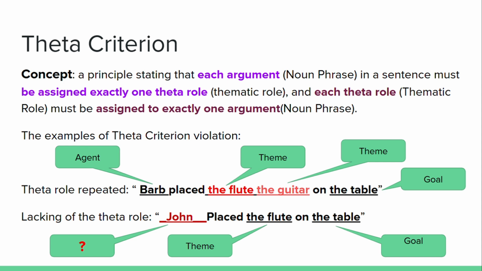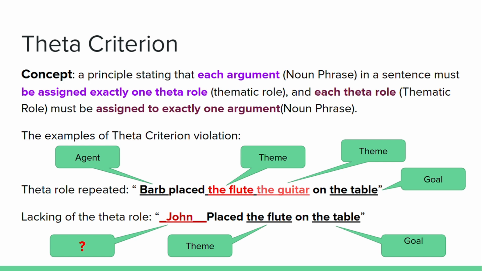Let's look at examples of Theta Criterion violation. Let's look at the first sentence. Bob placed the flute, the guitar on the table. Here in the sentence, those two noun phrases, the flute and the guitar, are both assigned the theta role of theme. According to the Theta Criterion, they are violating the rule, that is, each argument in the sentence should be assigned a different theta role.